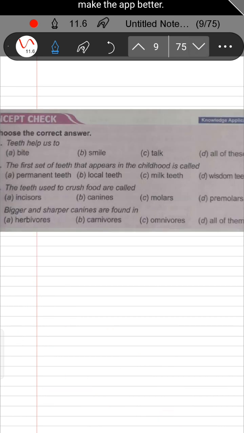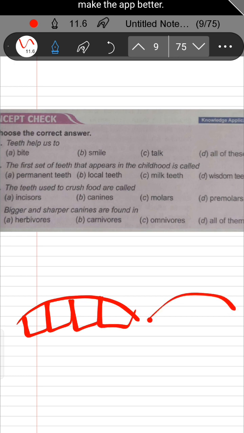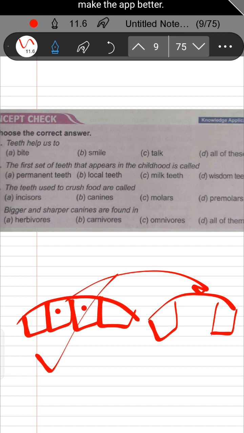Now let us solve a few choose the correct answer questions. So the first one is: teeth help us to bite, smile, talk and all of this. So definitely for biting, teeth are always required. For smile, let's take the example of two 30-year-old persons. One person has all the teeth in his mouth and the other has 2 incisor teeth less. As these 2 teeth are not present in this person, whose smile will be more appropriate, or whose smile will be more beautiful? The person with all the teeth.